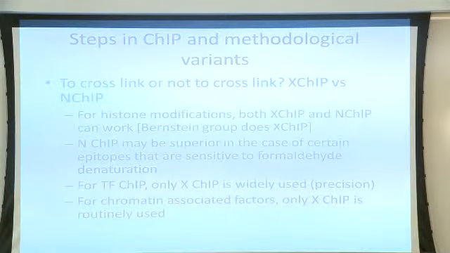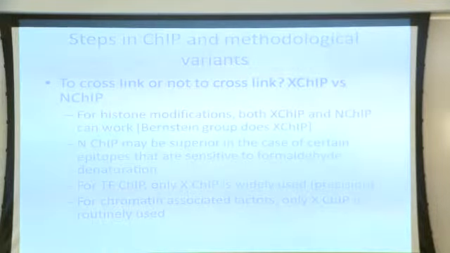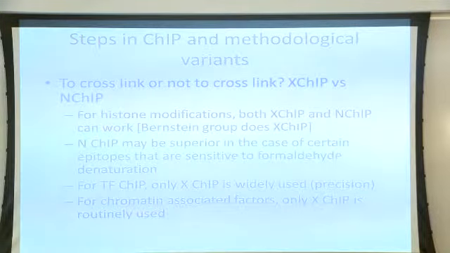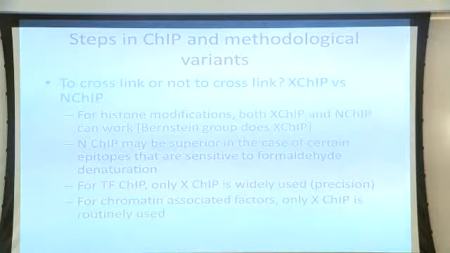If you look at the groups that do the most ChIP, you see a diversity of approaches used: KG Zhao using N-ChIP, Bing Ren using X-ChIP, the Bernstein lab using X-ChIP. But it's interesting to consider that N-ChIP may be superior in the case of certain epitopes that are sensitive to formaldehyde denaturation. There are certain ChIPs that we've had a lot of trouble getting to work, but which others have shown it's because the epitope recognized by the antibody is denaturation sensitive. I didn't learn that until I was preparing for this talk, and I'd actually like to go back and try some N-ChIP now in specific cases with certain antibodies.